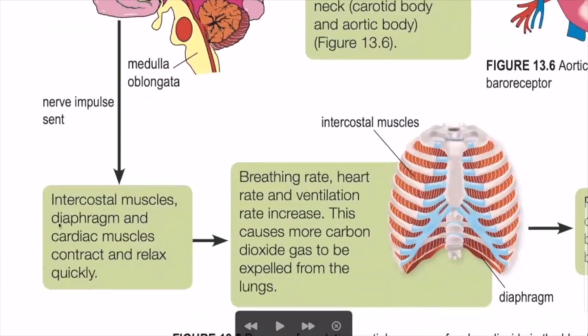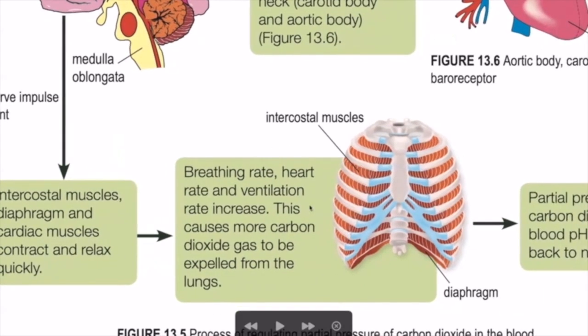Kepada effector. Ni effector dia lah. Pertama sekali intercostal muscle. Ni intercostal muscle. Okay, yang kedua adalah diaphragm. Ni diaphragm. Lepas tu cardiac muscle. Cardiac muscle tu adalah muscle yang ada dalam jantung. Okay. So apa yang akan jadi? So dia maksud bila dia hantar nerve impulse kepada effector, maksudnya effector ni dia akan buat apa? Dia akan buat respon. So apa respon dia? Okay. The breathing rate, the heart rate and ventilation rate increase.